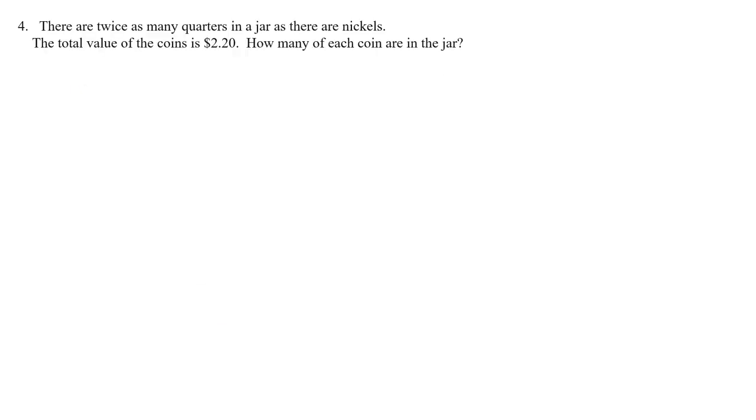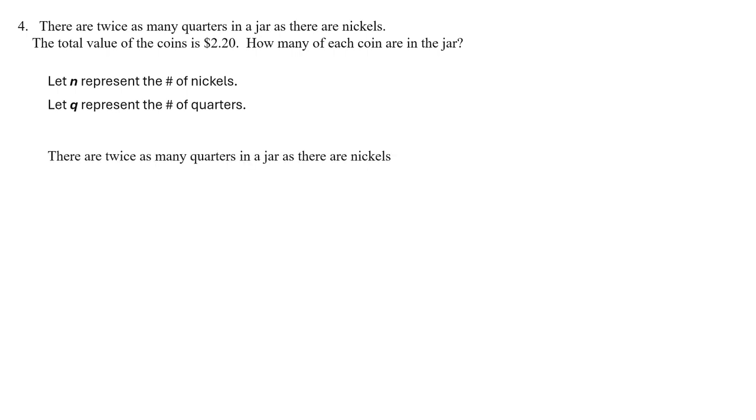Now we'll be able to use that example in the following question. There are twice as many quarters in a jar as there are nickels. The total value of the coins is $2.20. How many of each coin are in the jar? Let N represent the number of nickels. Let Q represent the number of quarters. There are twice as many quarters in a jar as there are nickels, and we've already modeled that particular equation. Q equals 2N.